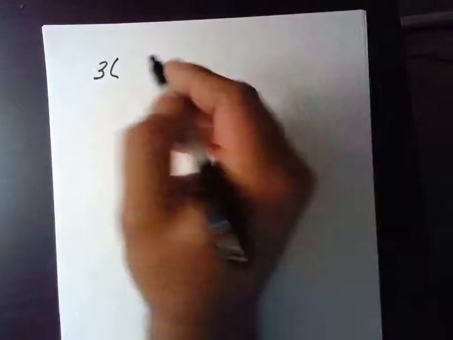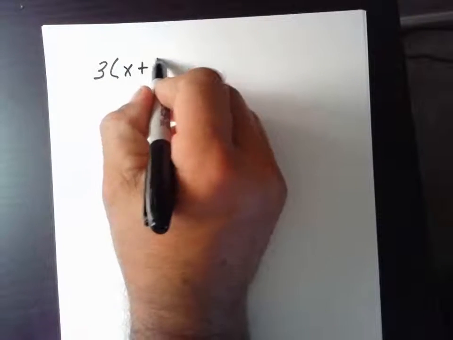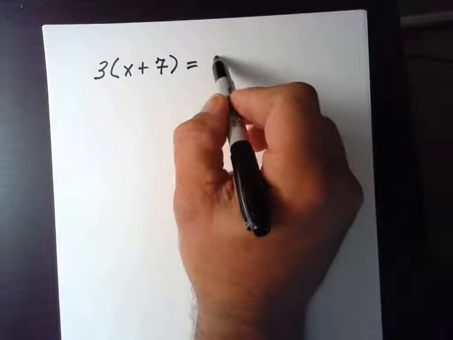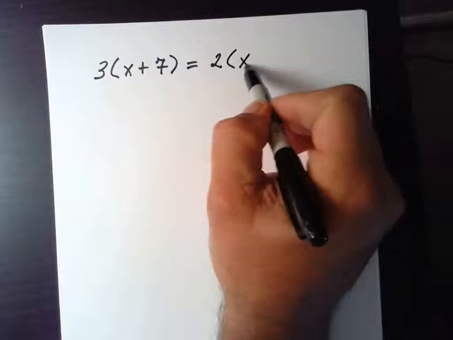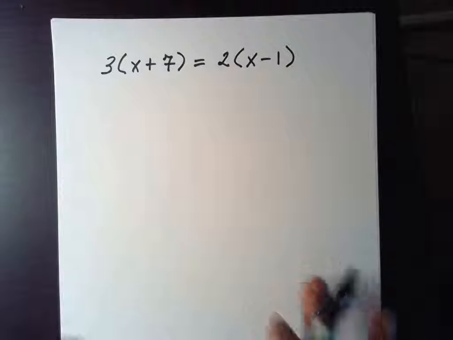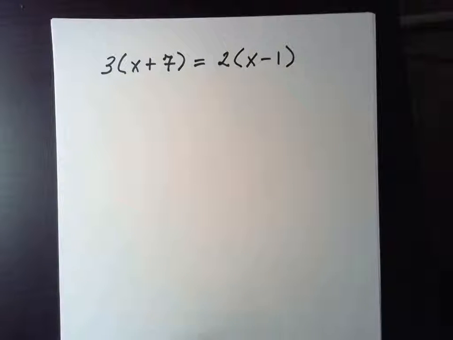Three times x plus 7 is equal to 2 times x minus 1. So now we got 2 rings. We got 2 cement blocks.